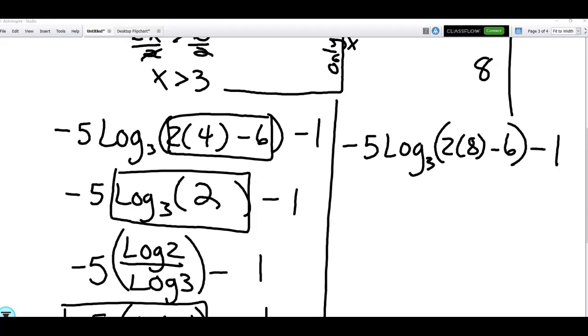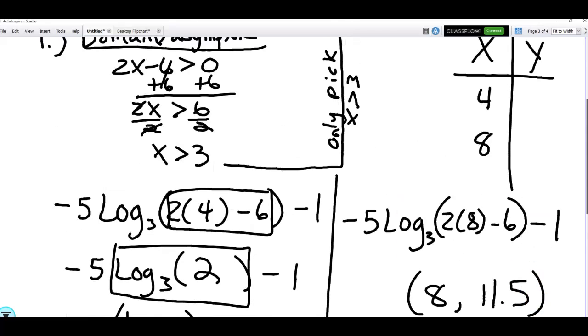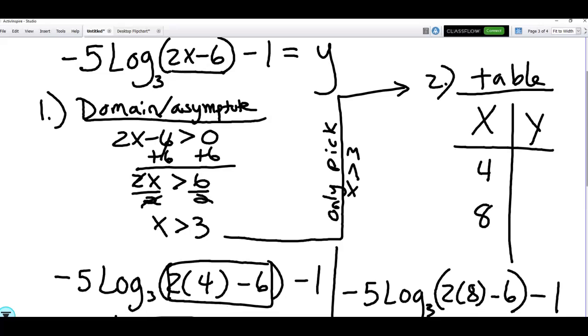So when I plug in 8, we end up with something like 11.5, so -11.5. So coming back up here to my table of values, we got -4.2, right? And then it was -11.5, right? Okay, good. So those are the 2 points I'm going to plot. So now we're actually ready to graph, okay?